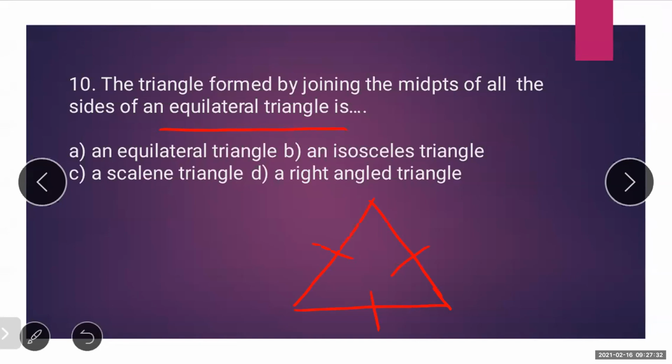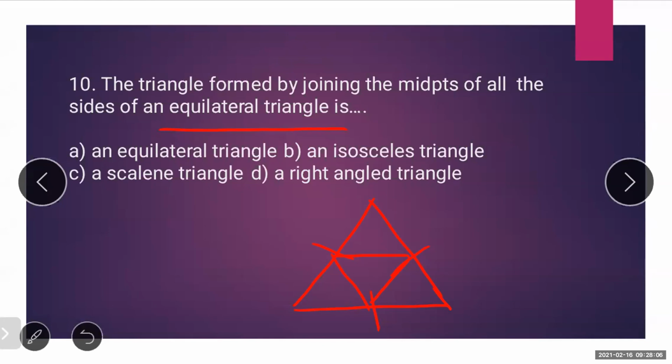Now what is the question? The triangle formed by joining the midpoint of all the sides. Now suppose here this is the midpoint. If I join all the midpoints, then the triangle which is formed at the center, what type of triangle will it be? Whether it is an equilateral triangle, an isosceles triangle, a scalene triangle, or a right angled triangle. Four options are given.